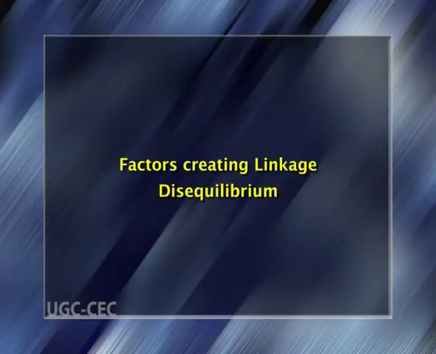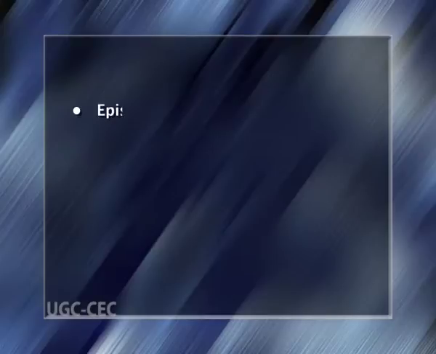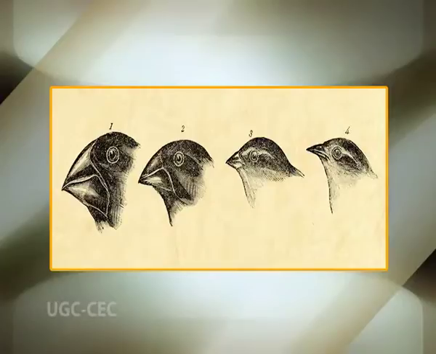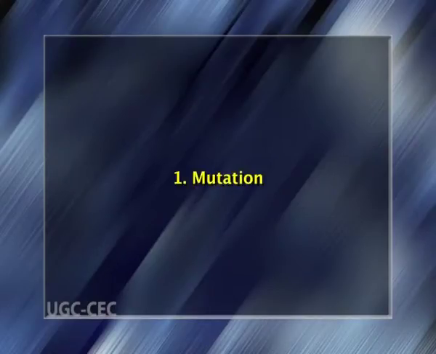Now let us try to learn about factors creating linkage disequilibrium. There are 5 processes that can produce linkage disequilibrium in a population: epistatic natural selection, mutation, random drift, genetic hitchhiking, and gene flow. Although natural selection is the most important, some of the others, notably gene flow, can create substantial levels of disequilibrium. Number 1 is mutation.